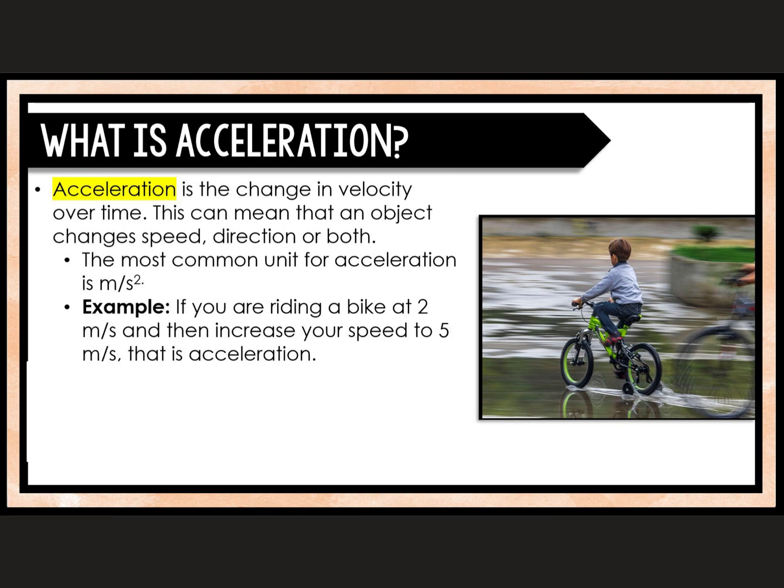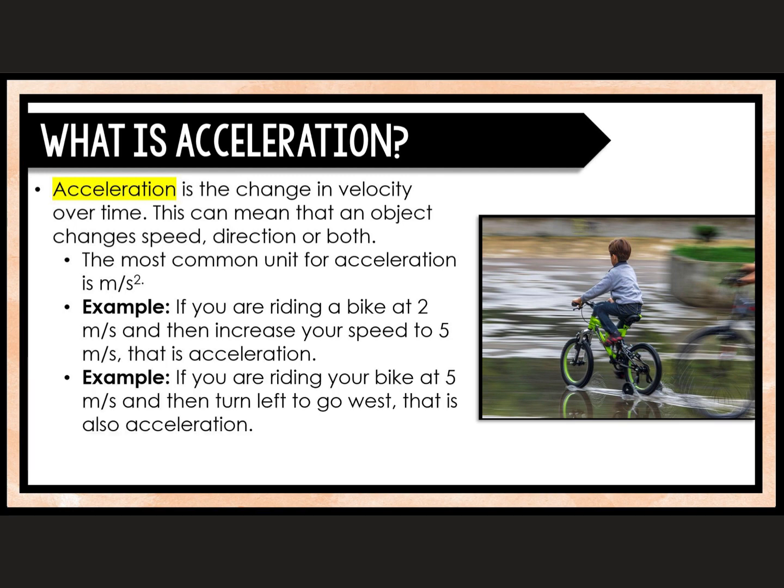For example, if you are riding a bike at 2 meters per second and then you increase your speed to 5 meters per second, that is acceleration. If this occurs in a single second, then you would have 5 minus 2 is 3 meters per second squared. Another example is if you are riding your bike at 5 meters per second and then turn left to go west. Even though you have the same speed, your direction has changed, so that is also acceleration. Keep in mind, acceleration is to velocity what speed is to distance.